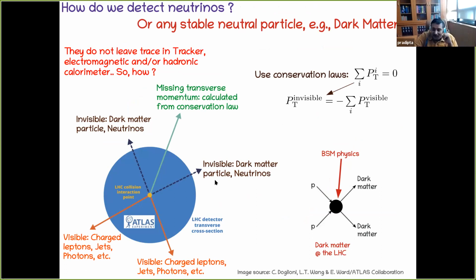But wait a minute, there is one tool. We know the conservation law of the linear momentum. That gives us a very, very important relation: the negative of all the visible PT is nothing but the PT of the invisible particles. We can have information about the invisible PT by measuring all the visible PT. That may arise from the neutrino as well as from the dark matter, which is a stable particle that remains undetected or escapes detection at the LHC. We measure the invisible through a measurement of the visible, and this is how we can detect the neutrinos and the dark matter particle, as you can see in the plot.